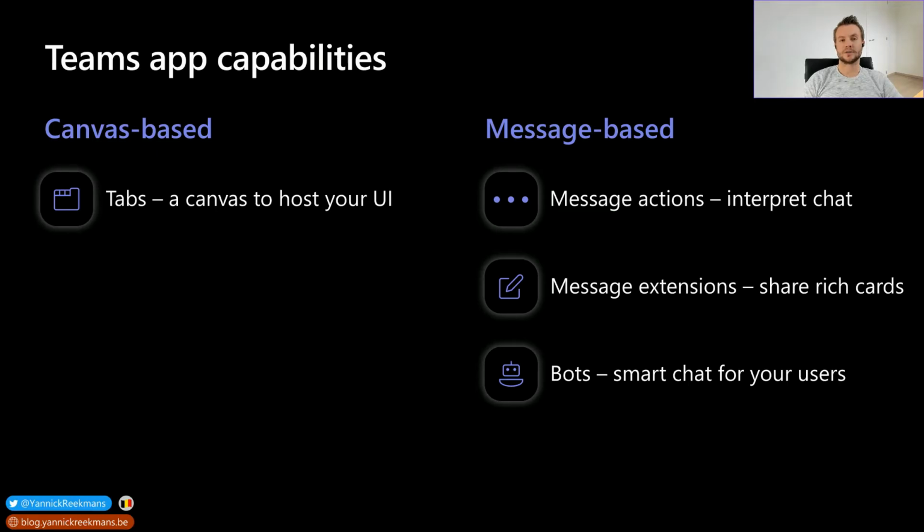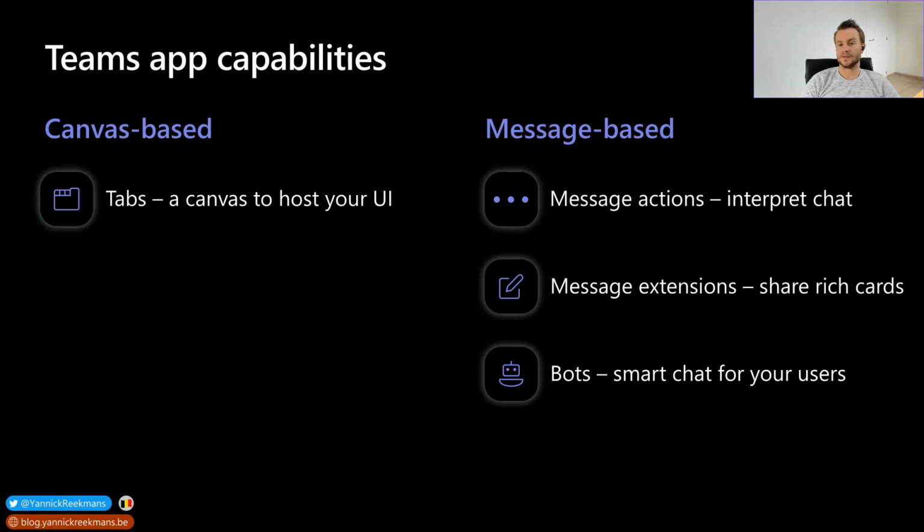On the other hand, you've got the message-based capabilities. The message-based capabilities take an action based on messages. So you've got the message actions. They allow you to interpret chat, like I said before. So they're invoked on a specific chat message that is already posted either in a one-on-one chat or in a Teams chat. It will take that text inside of the message and send it to your application so you can do something with it.